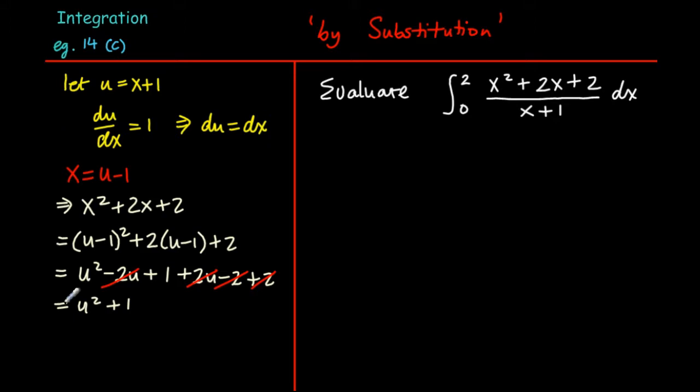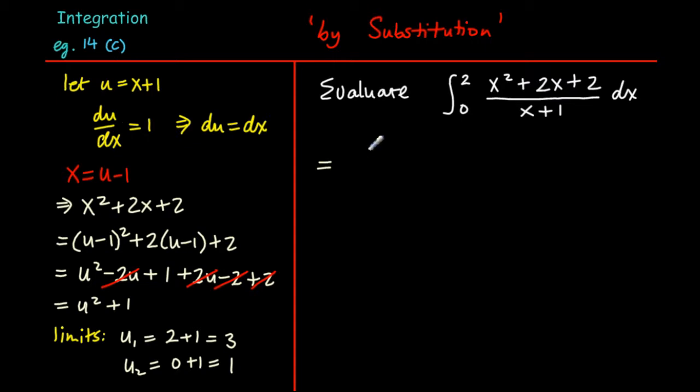And we do have to change our limits as well. Our limits in terms of x are 2 and 0. In terms of u, it's just x plus 1. So our first limit will be 2 plus 1. That's 3. Our second limit is 0 plus 1. And that's equal to 1. And the hard work is done at this stage.